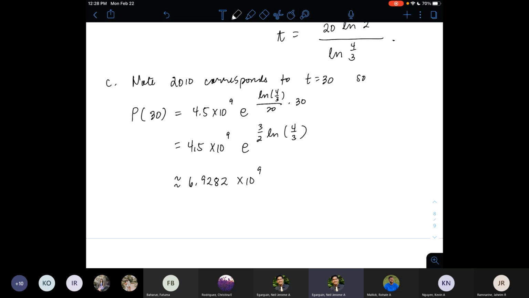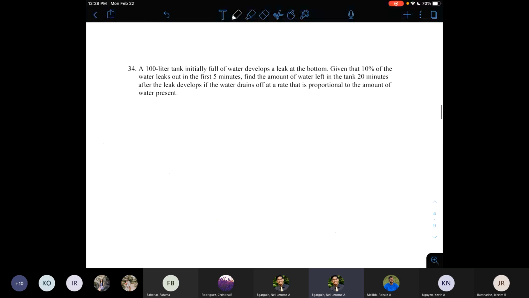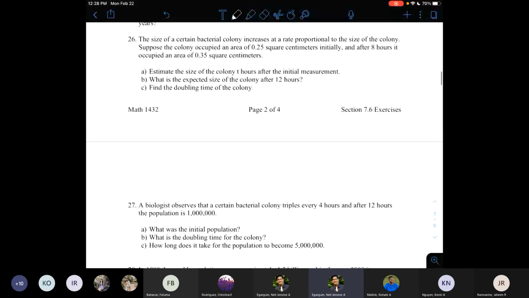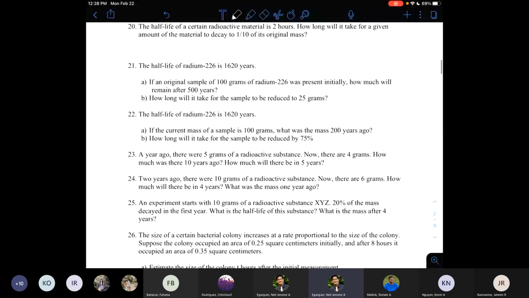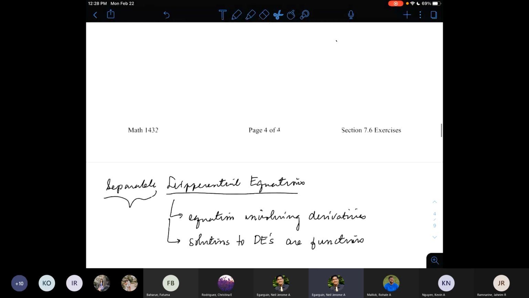Yeah, let's see Christina's question. Christina's question is about half-life, which is another nice application of population growth and decay. And I guess usually these are the type of questions you have in algebra or in pre-calculus. Okay, let me answer exactly Christina's question here. That's problem 21, I guess.